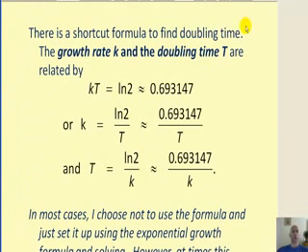Let's take a look at a shortcut formula to find doubling time. The growth rate k and the doubling time T are related as follows. As I mentioned in the previous example, k times T is equal to natural log 2. Now they're using a capital T here just to denote that this time is the doubling time. So notice how if I want to find the growth rate, I can simply divide natural log 2 by the doubling time. If I want to find the doubling time, we can just divide natural log 2 by k.